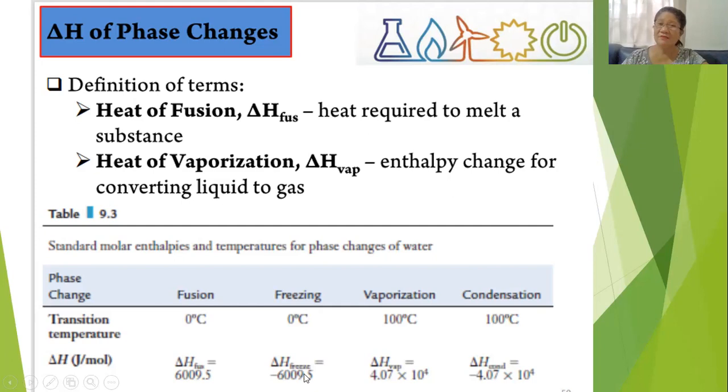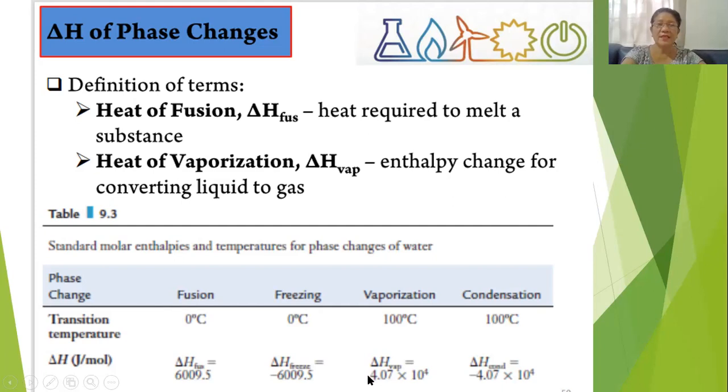Once it is on the freezing, because we have four phase changes, let's look at them. From solid ice to melting, then boiling into vaporization, which is then condensation. So at 0 degrees, our water has a delta H freeze, which is negative 609.5. And fusion or freezing is just the negative side of your fusion. Then for vaporization, delta H vap is 4.7 times 10 raised to the power of 4. And the delta H condensation is just the negative of your vaporization.